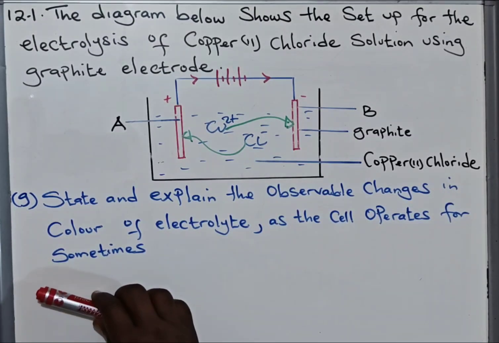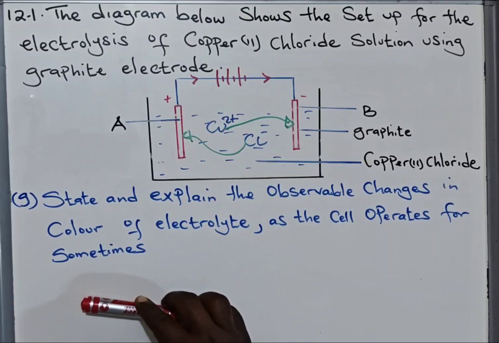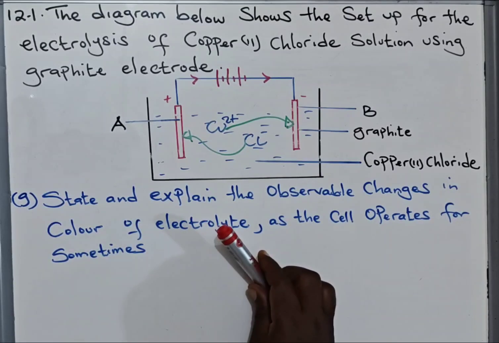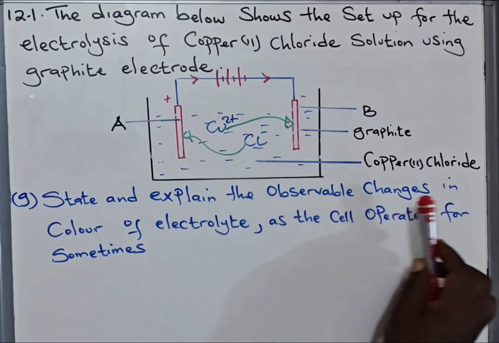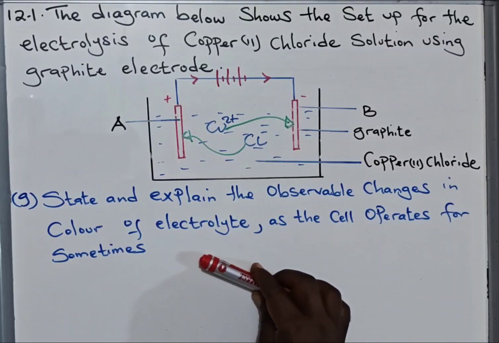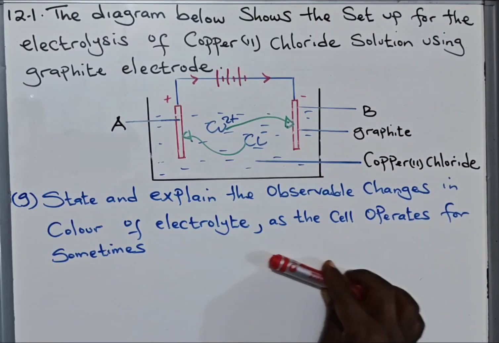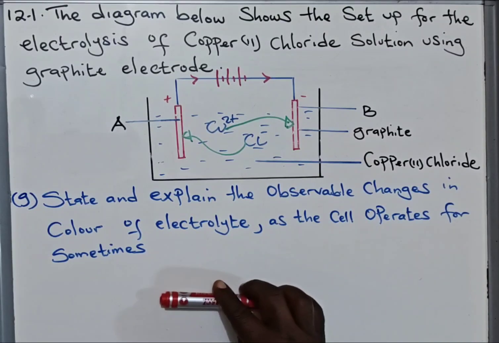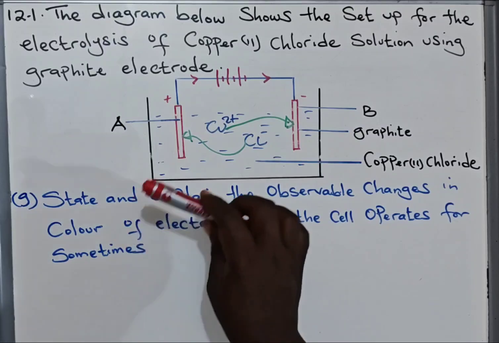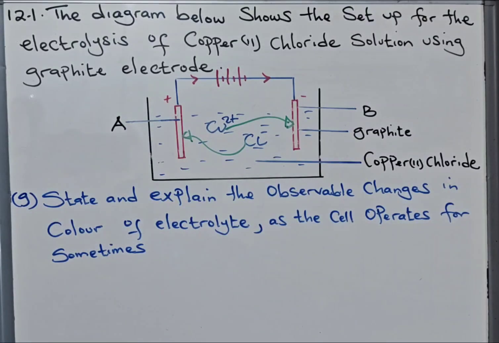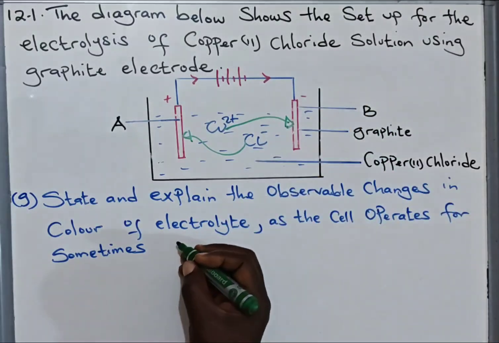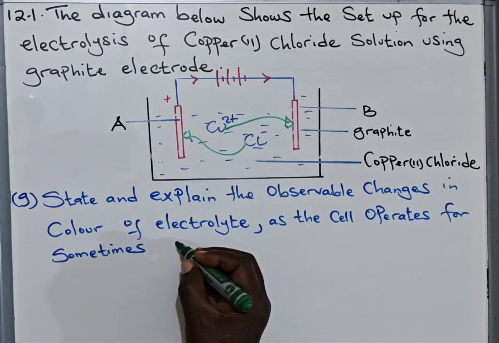Yeah, then we come to this question. It says that state and explain the observable changes in color of electrolyte as the cell operates for some time. So how will it change? What changes are we going to observe here? To answer this question, you need to look at the net reaction. We have realized that 2 reactions are taking place here.